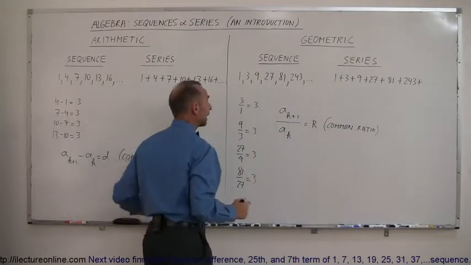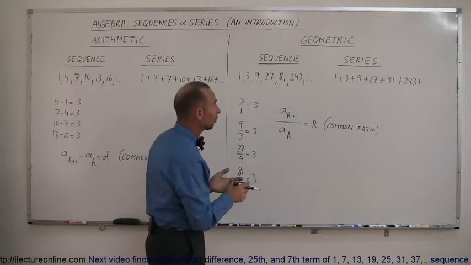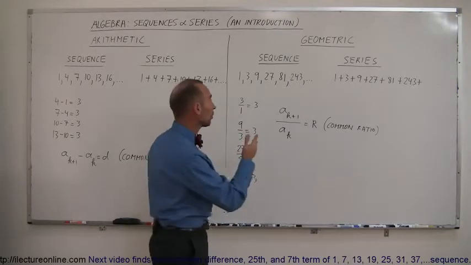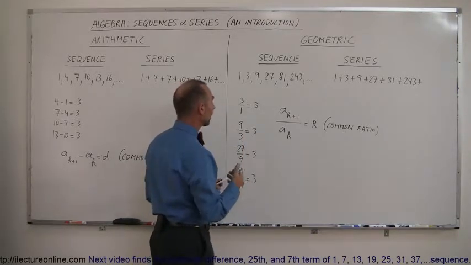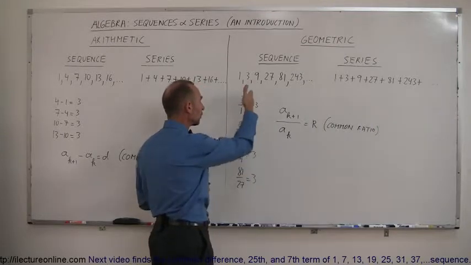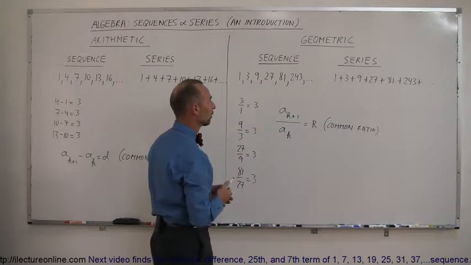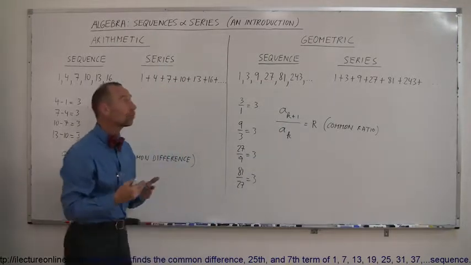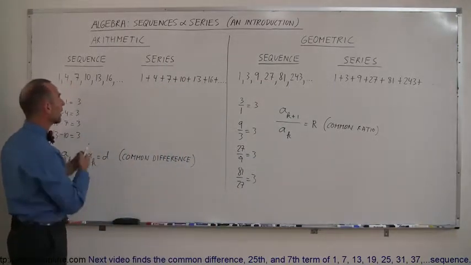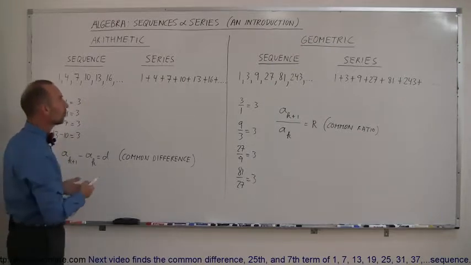So which means that if you have a sequence or a series which is geometric, if we take any number in that series or in that sequence and divide it by the previous number, we always get the very same number, which is the common ratio between the numbers in the series or the sequence. And that will at least give you an understanding in general what an arithmetic or geometric sequence or series is.